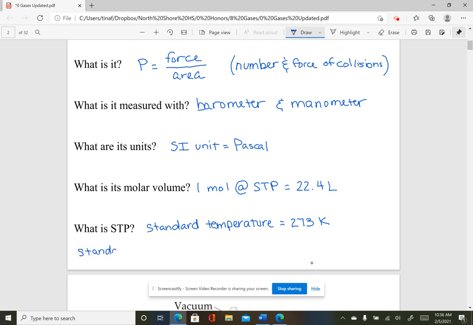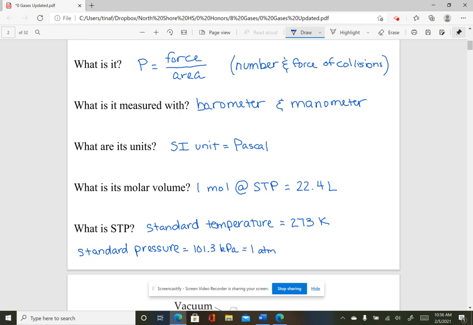Now, standard pressure, there are many, many, many units for pressure, even though pascals are the SI unit. And part of this chapter is you knowing how to convert from one unit to another. And you're going to have to know these standard pressure numbers to use them as conversion factors. So 101.3 kilopascals is standard pressure.